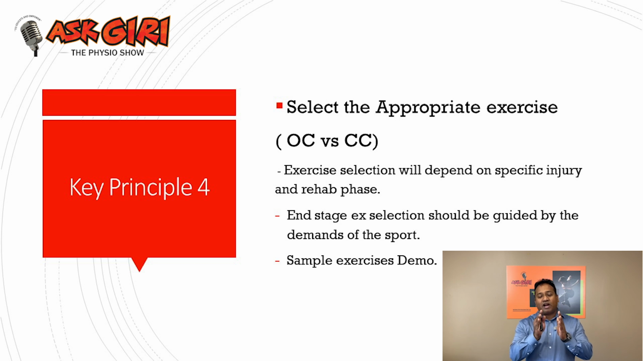So like that, you have to choose what's the right exercise for your athlete. Again, it depends on your specific injury and also the phase of rehabilitation you're in, right? And on the end stage of exercises, when you're almost at stage 3, when you're returning to sport, it has to be sport-specific exercises. We're going to show some sample exercises here for what we do for these kinds of things, okay? Let's go into the demo.